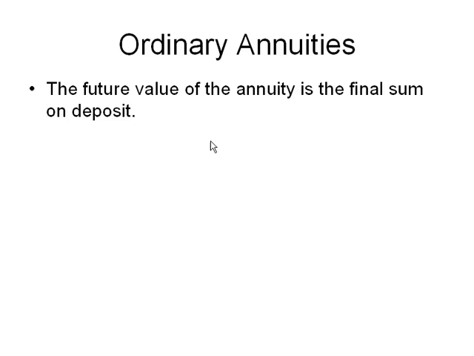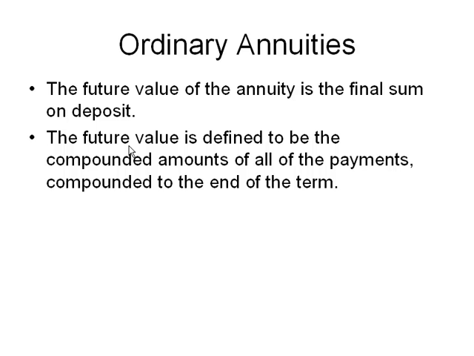The future value of the annuity is the final sum of all those deposits along with the compound interest. That future value is defined to be the compounded amounts of all of the payments compounded to the end of the term. We'll have to be careful, because some payments to the annuity will have been in longer and will get more compound interest. Some will be in less time, and they'll get less compound interest.